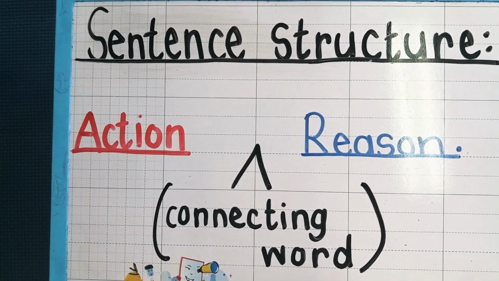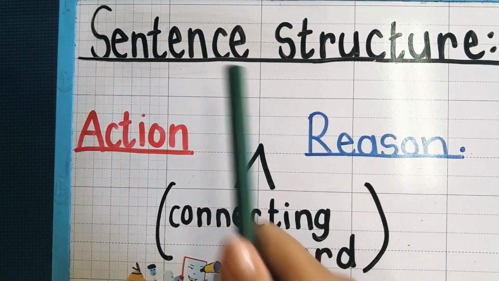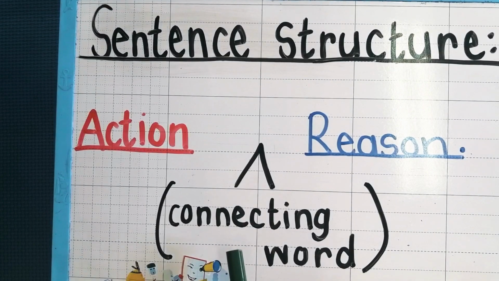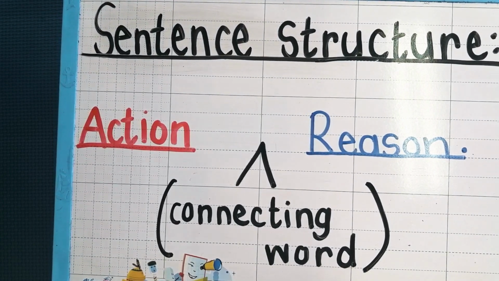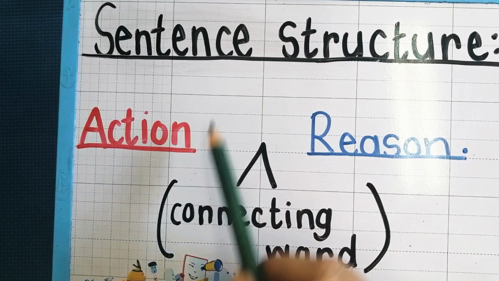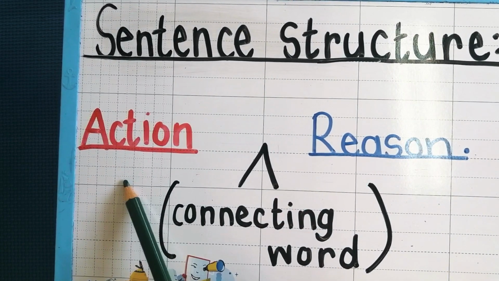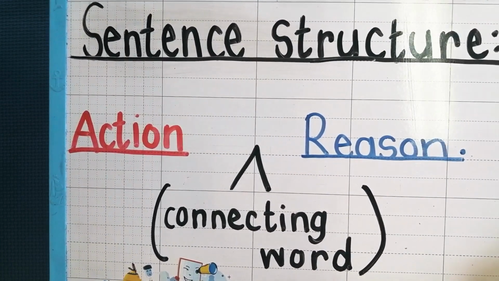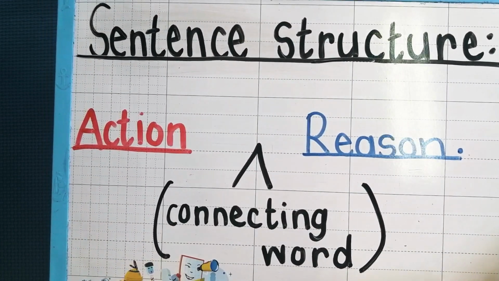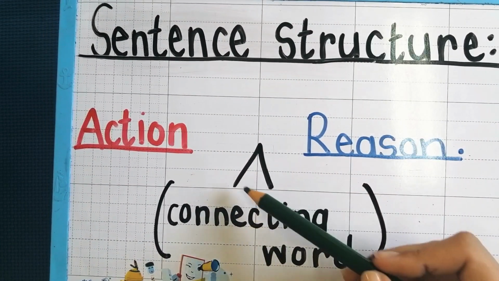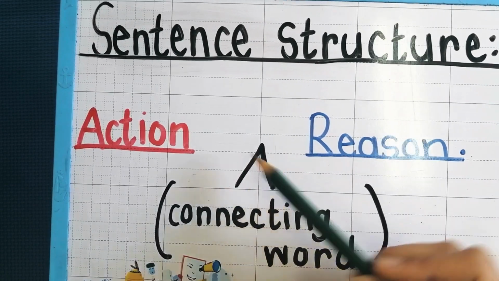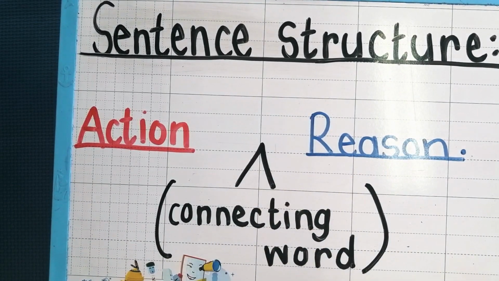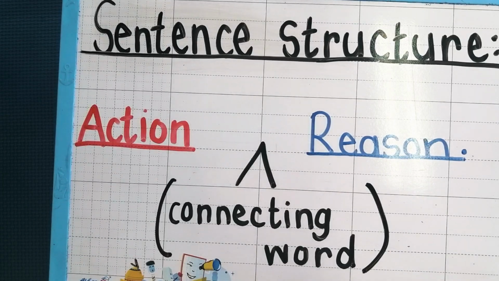Just so you can remember, I've drawn it out for you. The sentence structure that has these connecting words. The first sentence is the action, and the second sentence is the reason or the purpose for the action. The connecting word, the connectors of purpose, join these two sentences together.